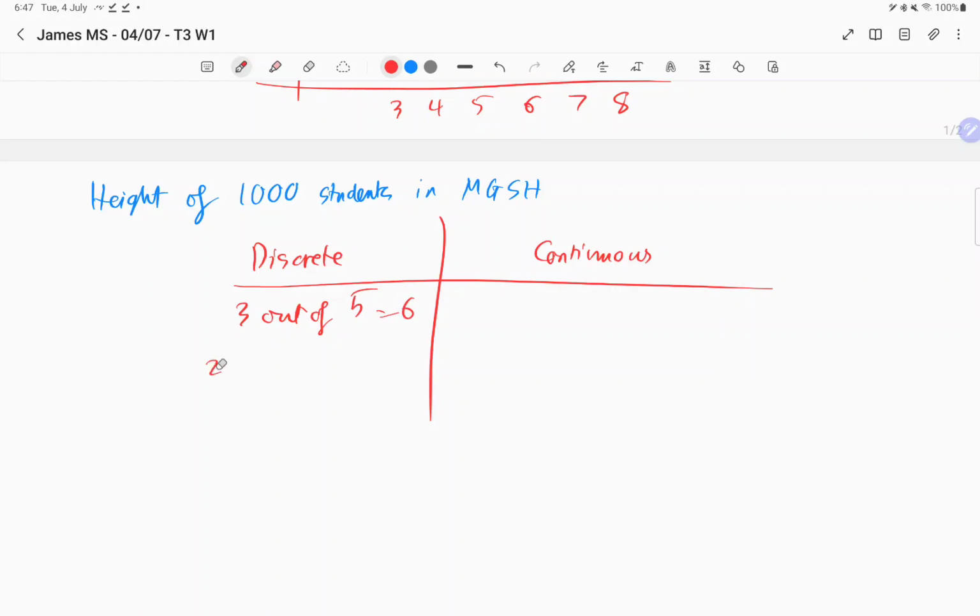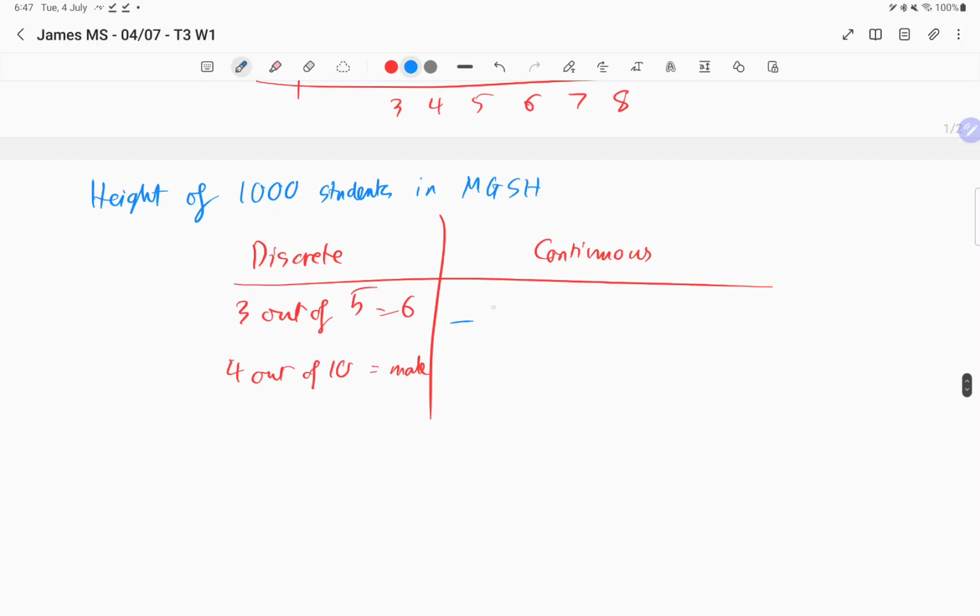Similarly, if you randomly close your eyes and pick 10 people at school, you could get 4 out of 10 to be male, for example. So these are all discrete, they're all whole numbers. Now, continuous is a different concept where we will talk about, let's say, height. Do you think anyone can have a height of exactly, what's your height roughly? 172. Do you think your height is exactly 172?